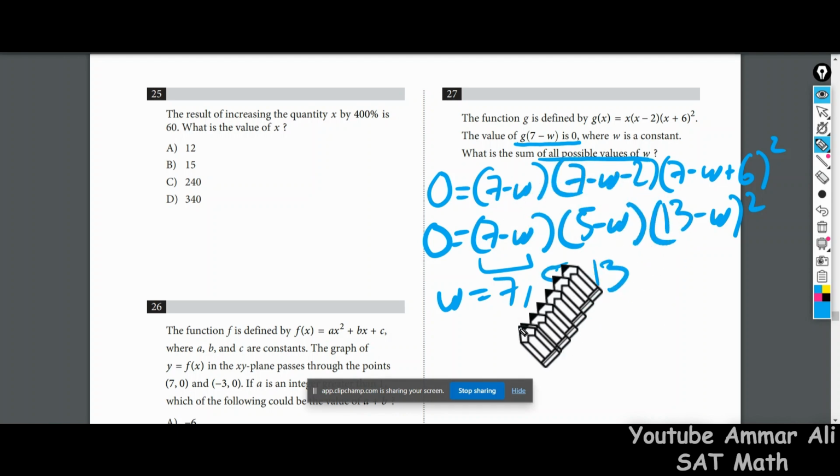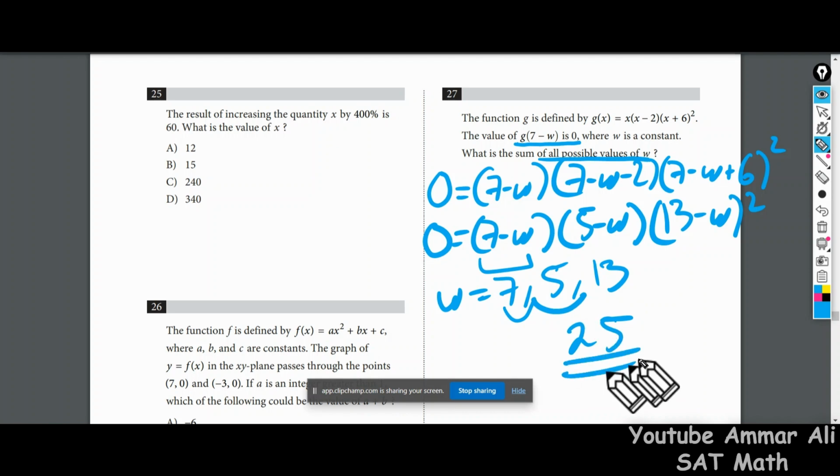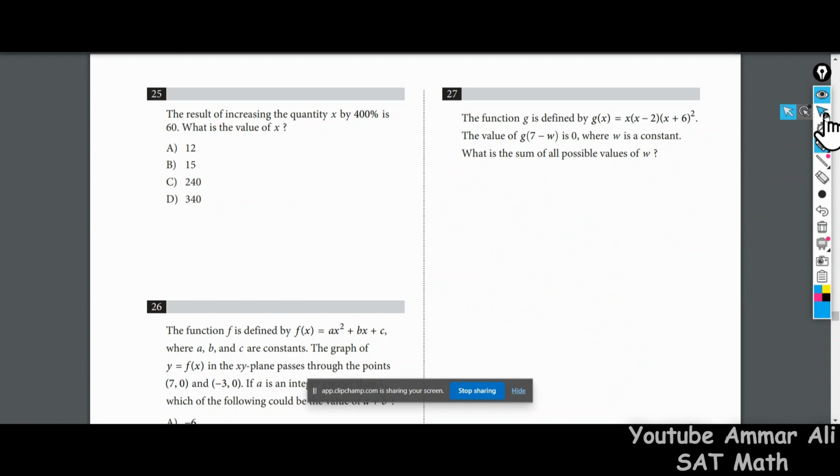They're asking us to sum all of these up, so we just do 5 plus 7 plus 13. 7 plus 5 is 12, and 12 plus 13 is 25. So that's all you've got to do for this one. Pretty straightforward.